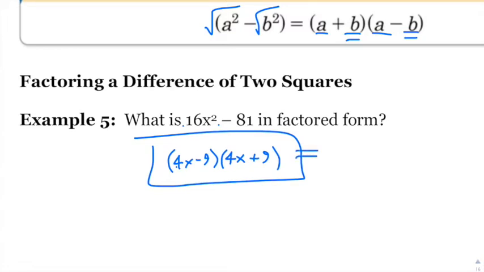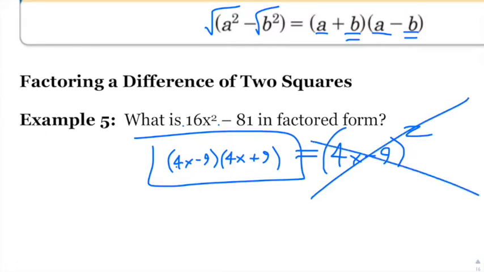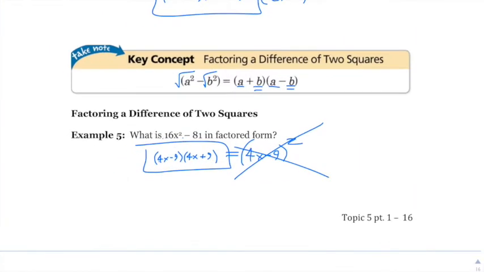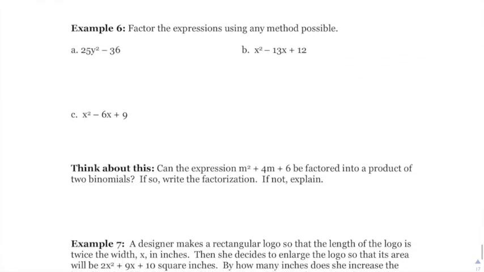Make sure you don't write it like this here. Don't write it as 4x minus 9 squared, because they're not the same exact binomial. Yes, they're really similar, but they have different signs. So that is how you do all of those factoring problems here.